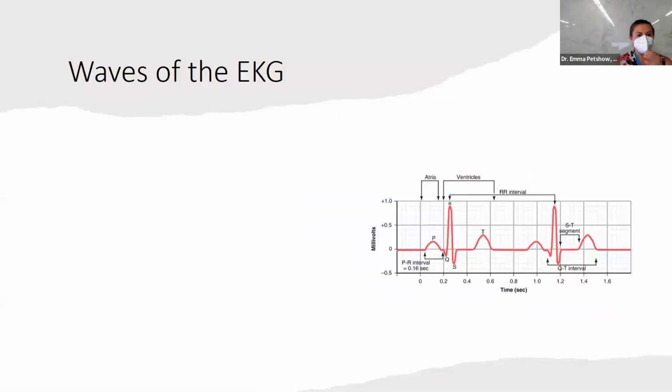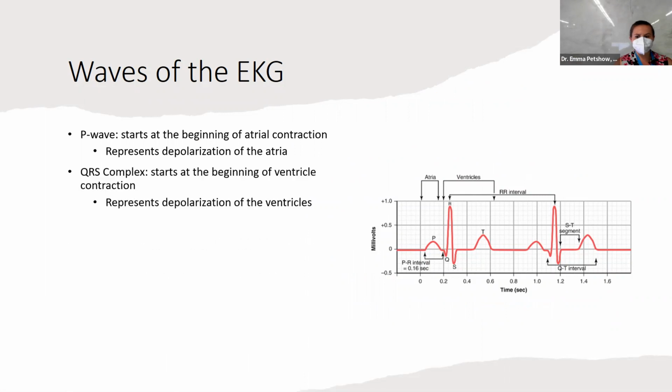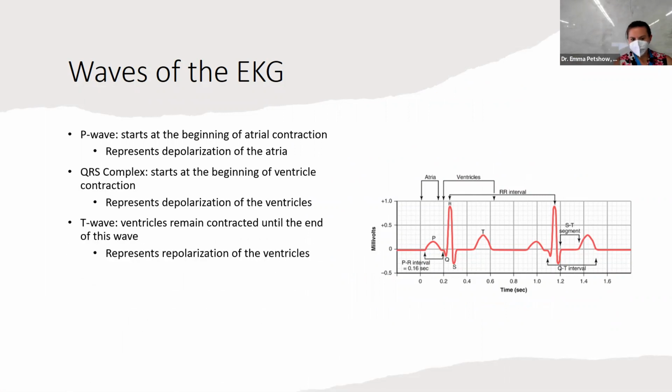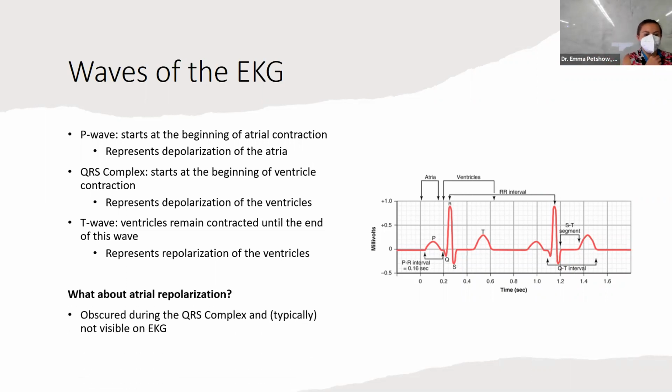So our waves of the EKG, we've already talked about this a little bit. So it'll be somewhat review. So I'm going to pop these up here. So again, our P wave occurring right here, beginning of atrial contraction, represents our depolarization of the atria. QRS complex, depolarization of the ventricles, beginning of ventricular contraction. T wave, ventricles remain contracted until the end of the T wave. T wave represents repolarization of ventricles. After the T wave is when we have that isovolumetric relaxation, right? And we talked about this last time, but your atrial repolarization is obscured in the QRS complex and typically not visible on EKG.